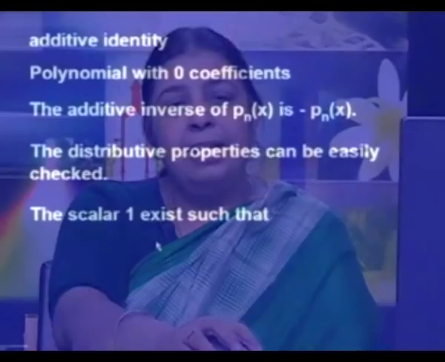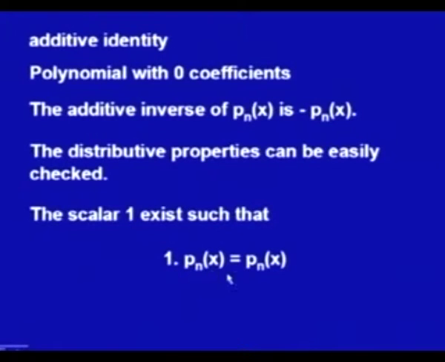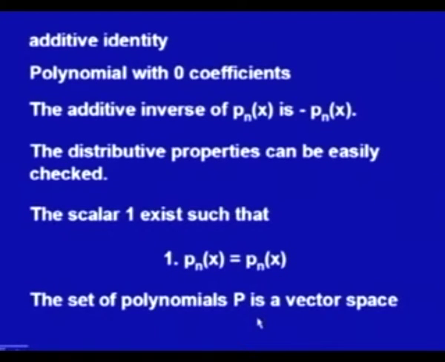Then comes the existence of 1 such that 1 multiplied by p_n(x) is p_n(x). So, the effect of this scalar multiplication with p_n(x) is that all the coefficients are multiplied by 1, and multiplying a real number by 1 will not change the coefficient, and that is why 1 times p_n(x) is p_n(x), and this means that the set of polynomials P is a vector space.